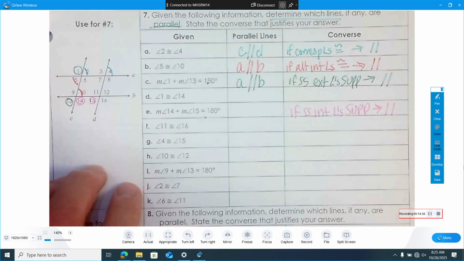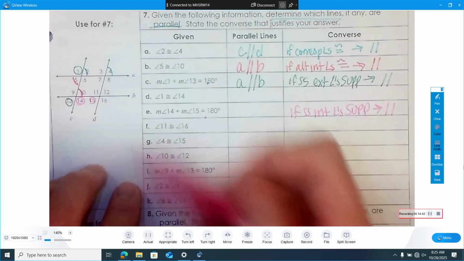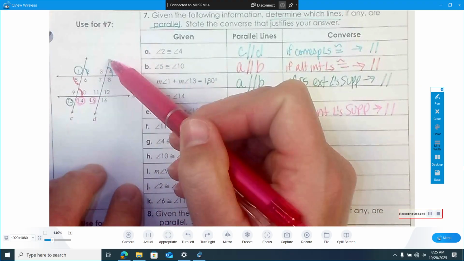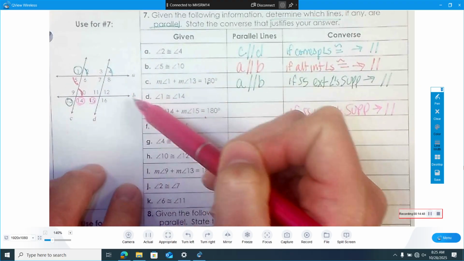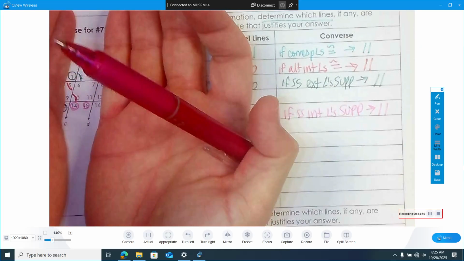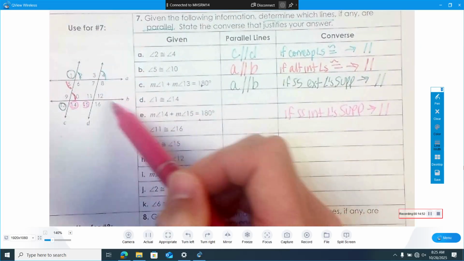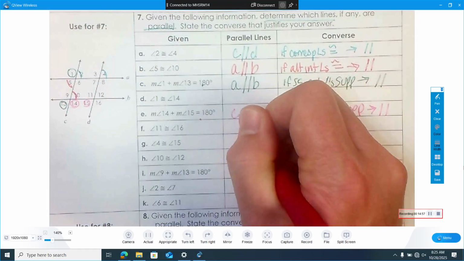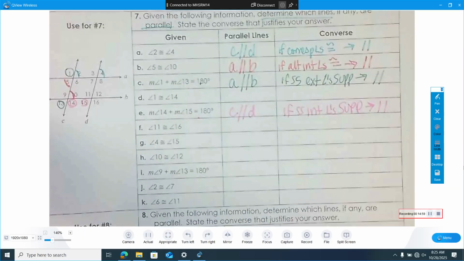If same side interior angles are supplementary, then again we get parallel lines. What are the parallel lines? C and D. And then D would be our transversal. Yes, good. So C and D are parallel to one another, and that's the interior of our 2 parallel lines. And then B is the transversal that's crossing the 2 parallel lines. So C is parallel to D.